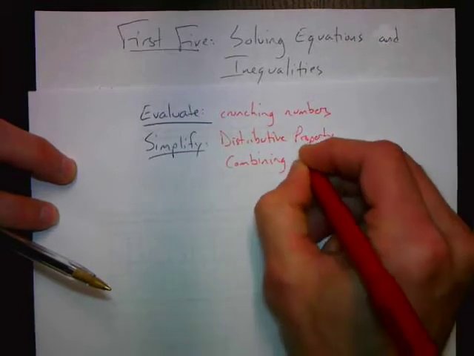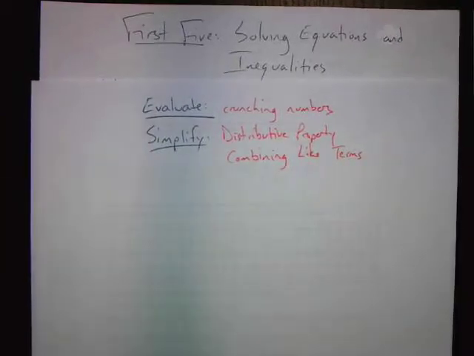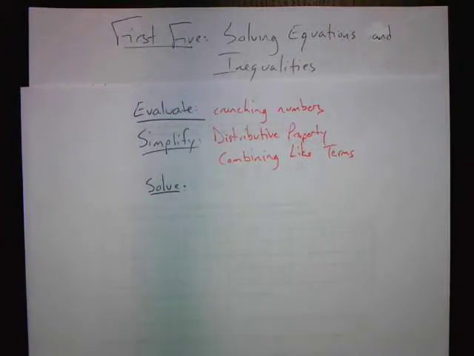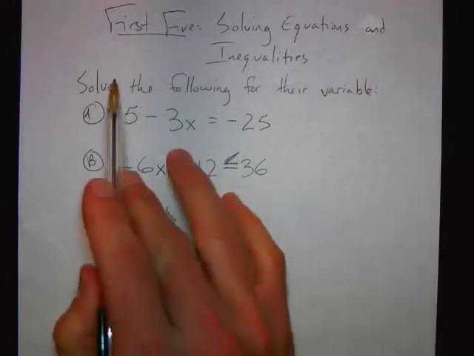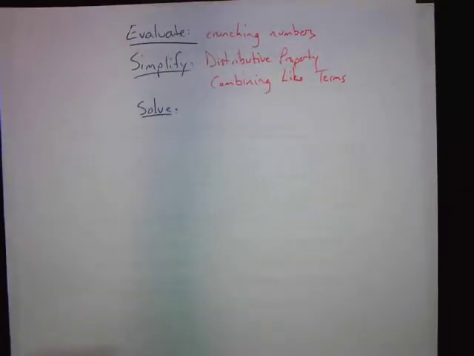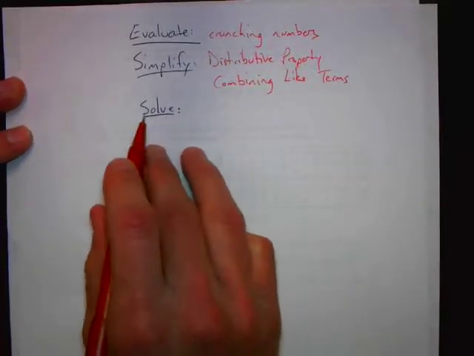And now we're going to get into a third instruction, and that third instruction is solving. When we look at the examples that we're going to do, the directions read, solve the following for their variable. So we're going to be solving equations now. And so what we have to understand is how we solve equations and what the solution means, because that is a big element. So the first thing I want to talk about is how we solve equations.